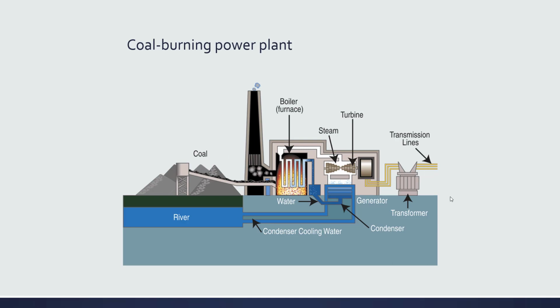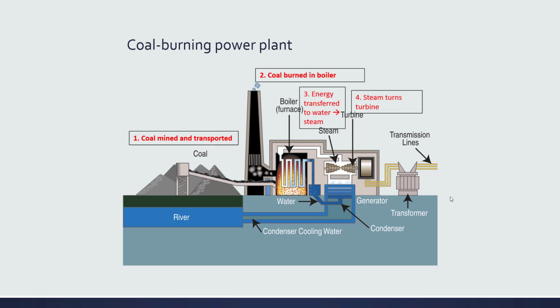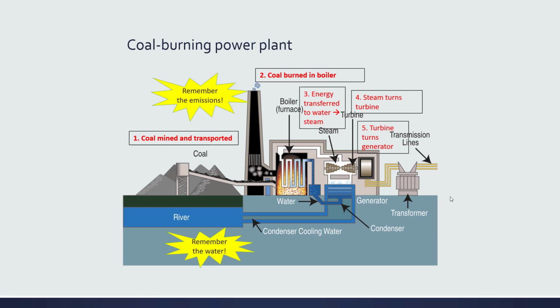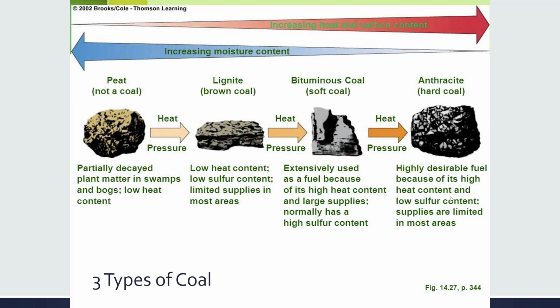Okay, so moving on. Again, this is all the parts. All right. So we've already talked about the types of coal. Obviously, the farther you move from left to right, the more desirable the coal is. Turns out most of the coal on this planet is right here in this category, bituminous.